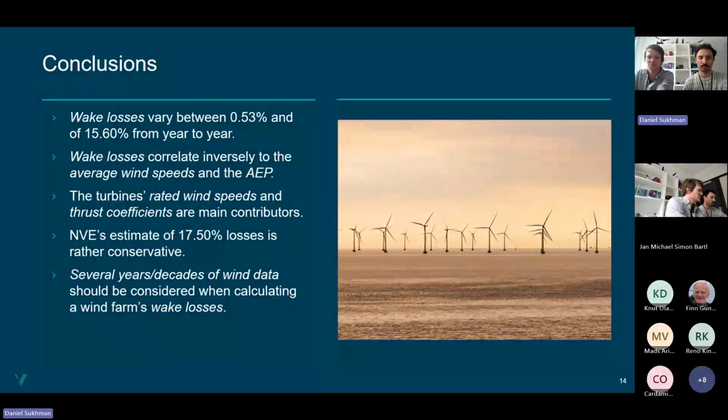Last but not least, we have to mention that it is crucial to analyze several years or even decades of wind data when calculating the wake losses, because there seems to be a very strong dependency of those wake losses on the input wind data.